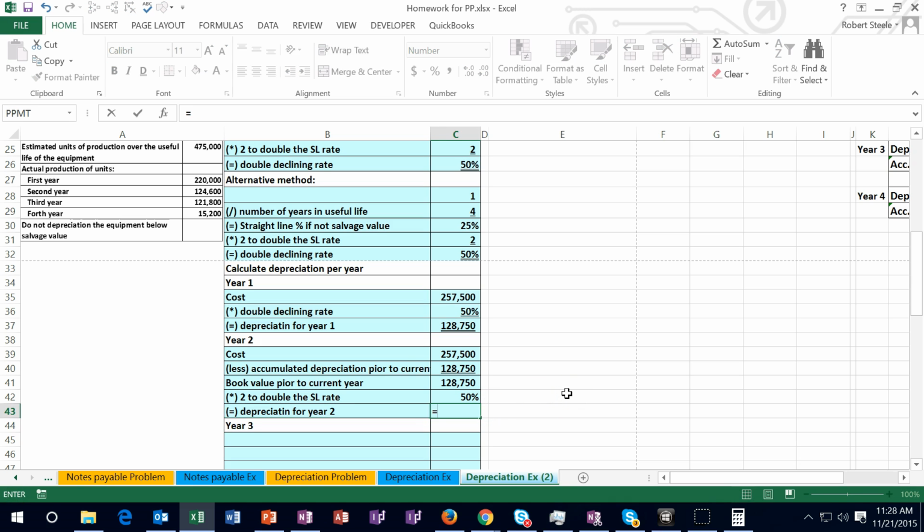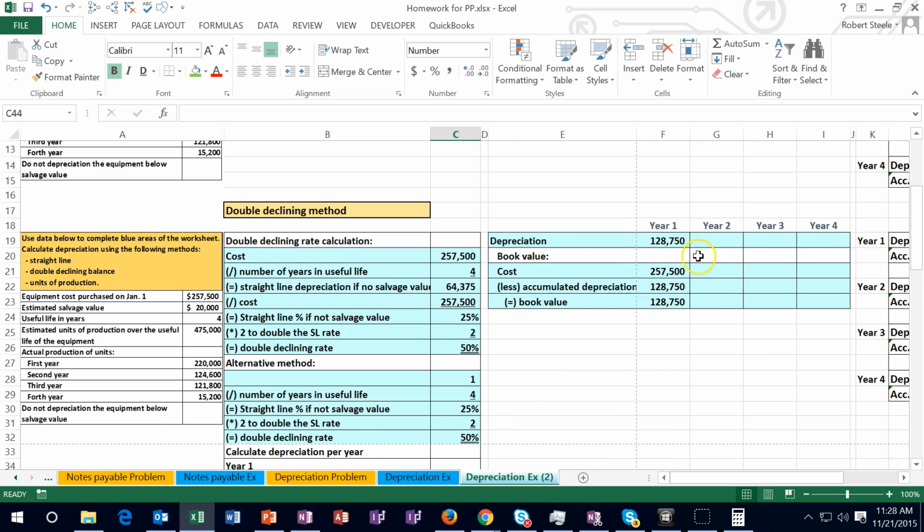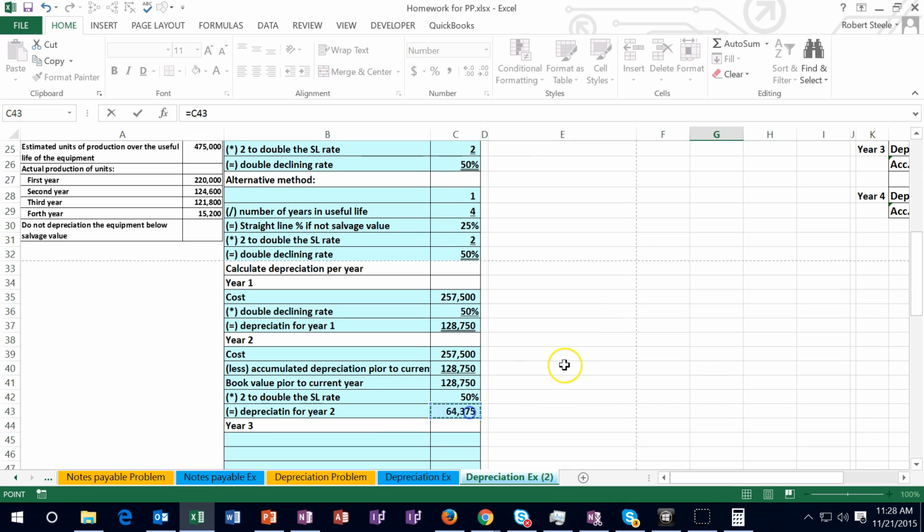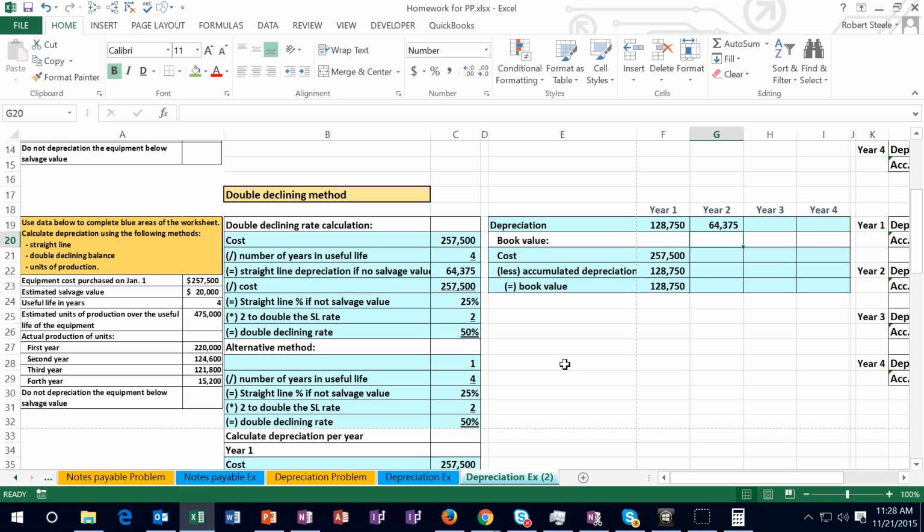I'm going to say this equals, once again, the book value before this year's depreciation is recorded times the 50% double declining rate, which will give us the depreciation for year 2. If we look at that in our worksheet up here, the depreciation for year 2 is different from year 1. It's going to be far less, $64,375. So we're front loading the depreciation in this case: more depreciation in the beginning years, less in the later years.